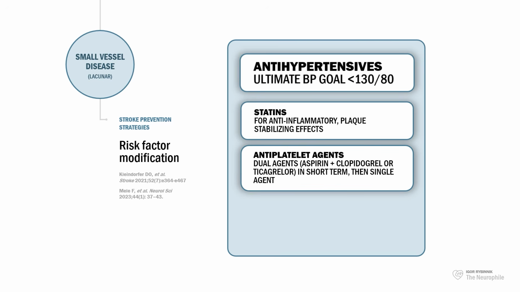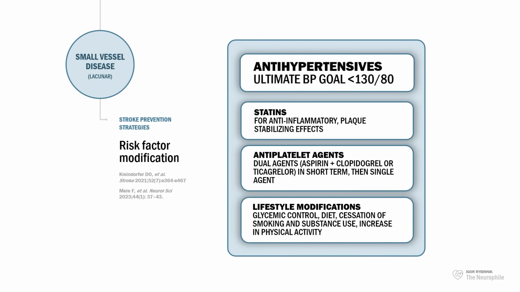After 30 to 90 days, we transition to single antiplatelet therapy, typically aspirin. This is because over the long term, dual antiplatelet therapy for stroke prevention tends to do more harm than good. As the stroke risk falls, the bleeding risk from dual antiplatelet therapy begins to overtake the benefit in stroke reduction.